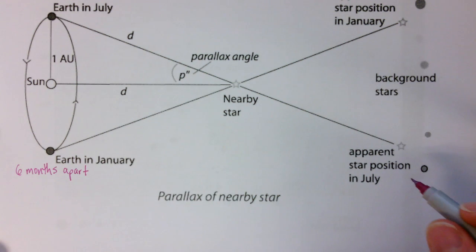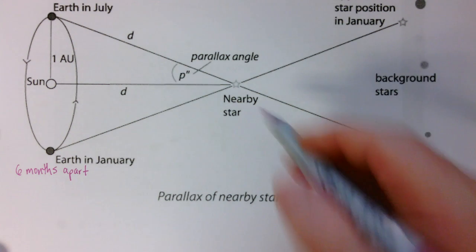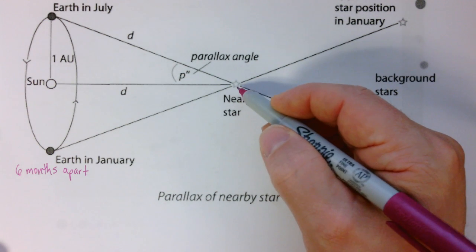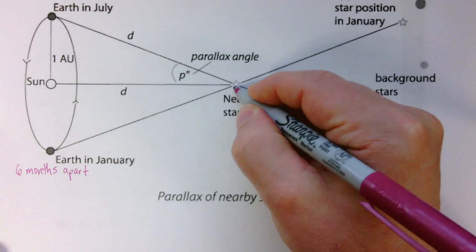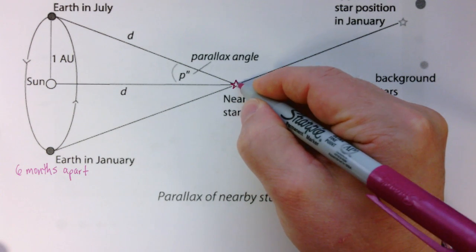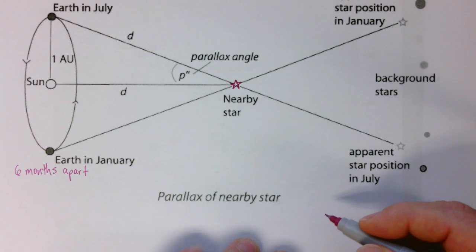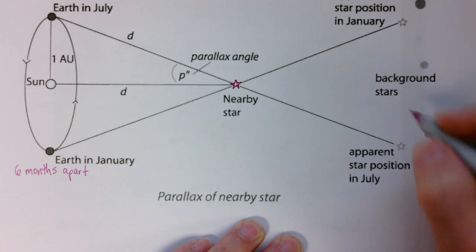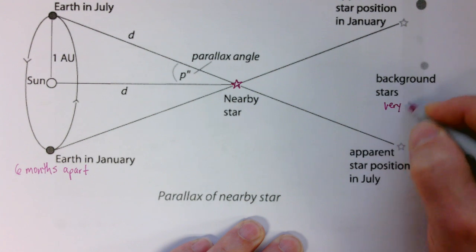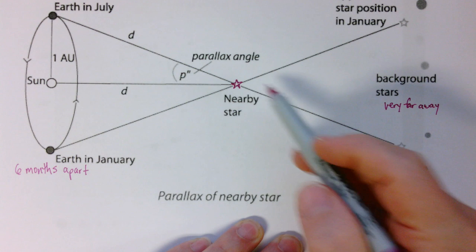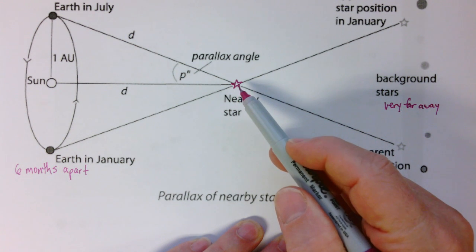This puts the Earth in the most extreme possible views when looking at stars. The second element is that we have a star that is nearby. It is nearer to us than the background stars. And the background stars are very far away, even in comparison to the nearby star.